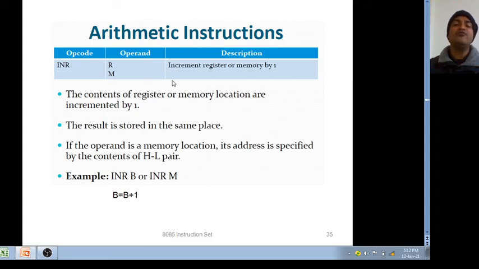Suppose M is 2050 and its contents is 20. Then INR M. Now in 2050 the value will be 21. Okay.